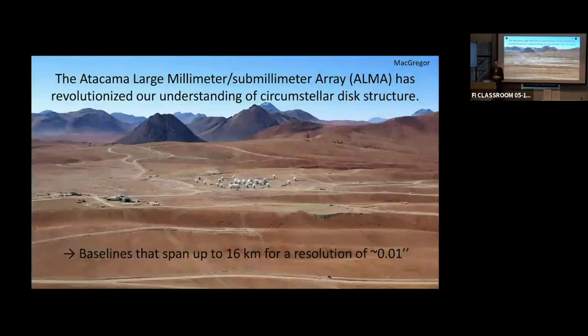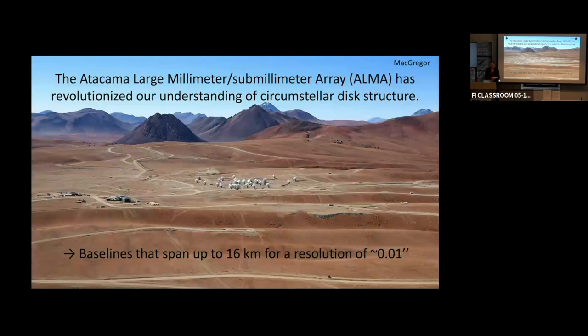About a decade ago, ALMA, the Atacama Large Millimeter Submillimeter Array, came online. This is a picture of ALMA down in the Atacama Desert in Chile. So there's 66 antennas in the array in total, and they can be configured or moved across the desert to span up to 16 kilometers, which gives ALMA a resolution of roughly 100th of an arc second.